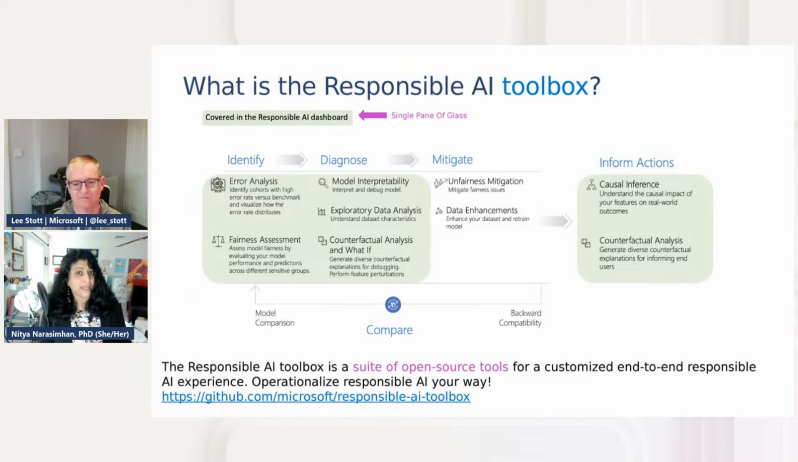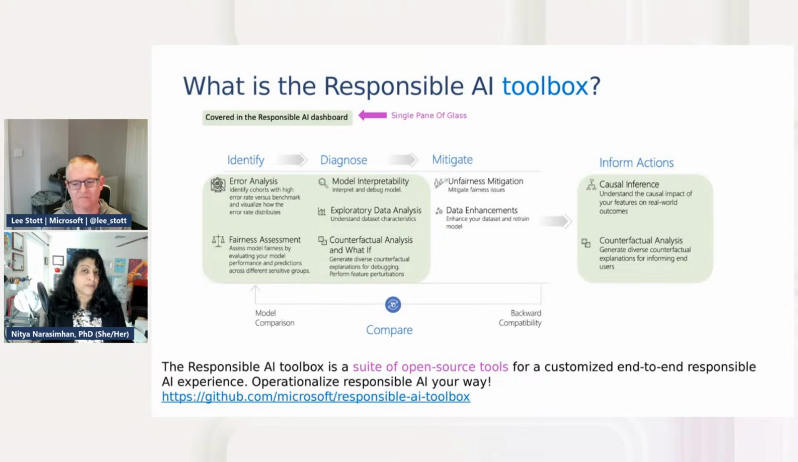Diagnose. Once I know these errors, or once I know that I have issues in the model, how do I dive in with tools that help me zoom in on what the errors are and where they are? And then I want to look at tools that will help me mitigate them. Now, we're not going to cover that in the dashboard today. The green elements are part of also what's called the responsible AI dashboard.